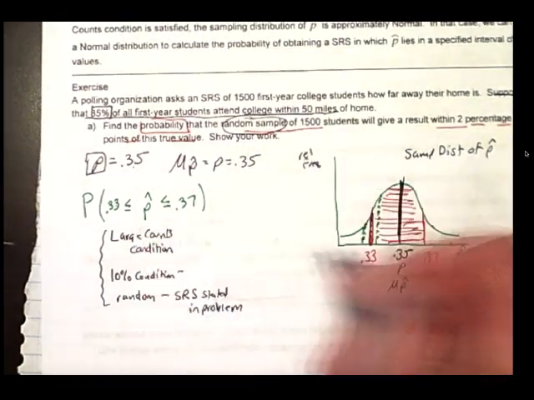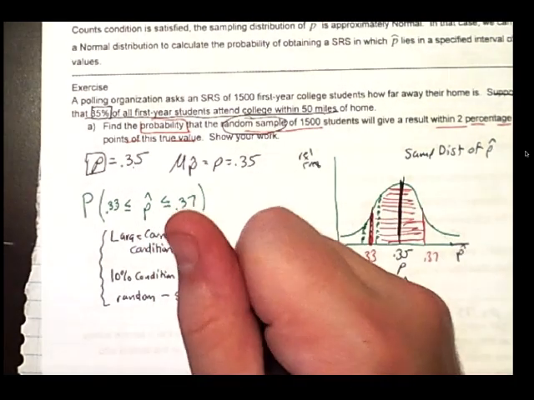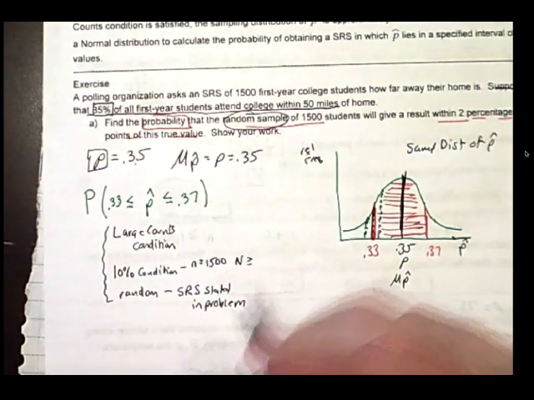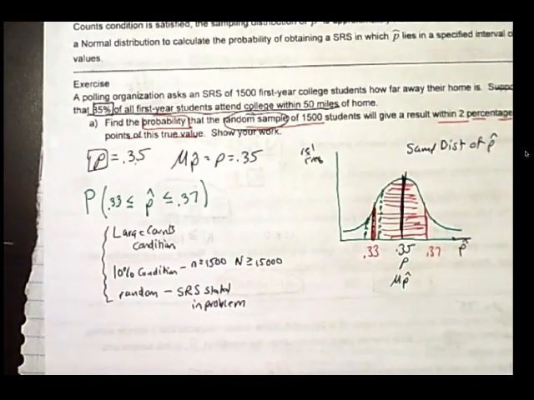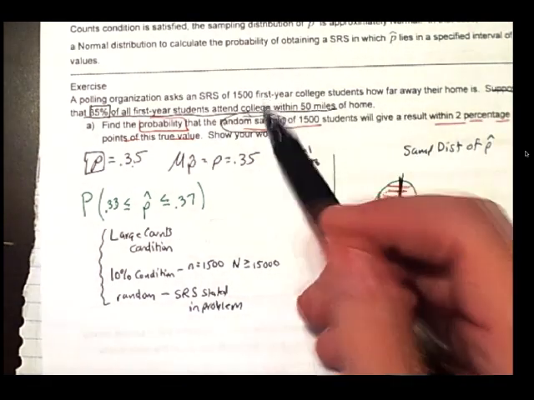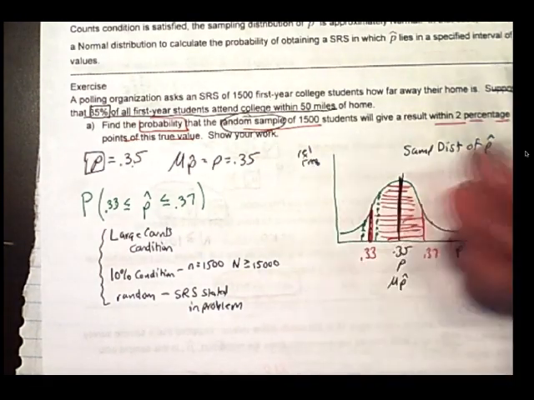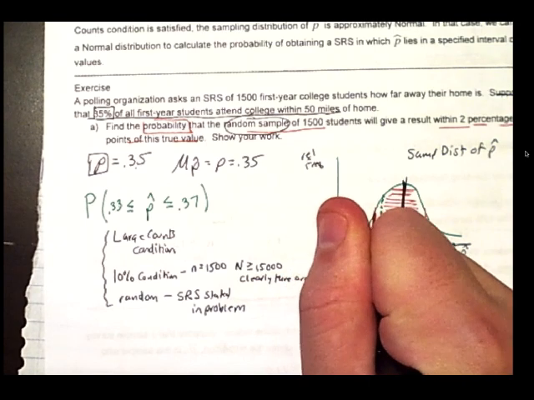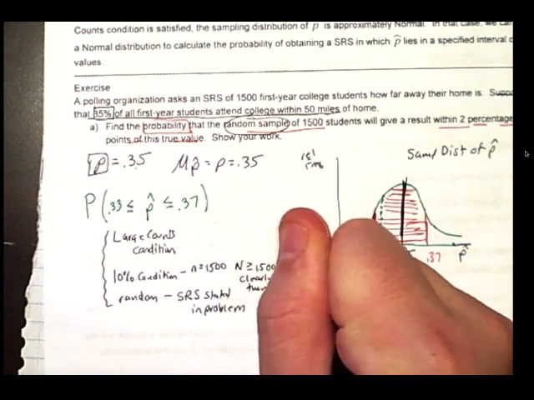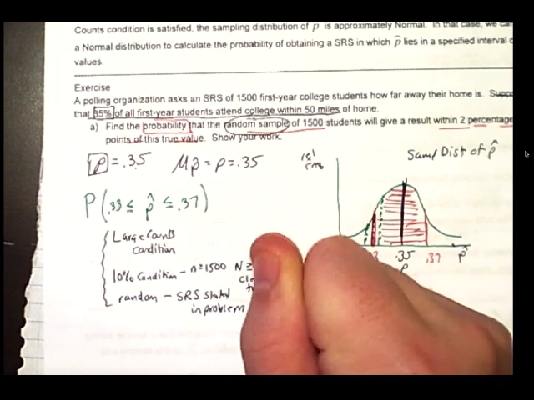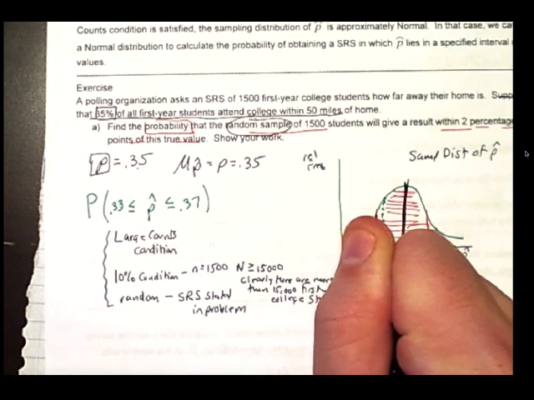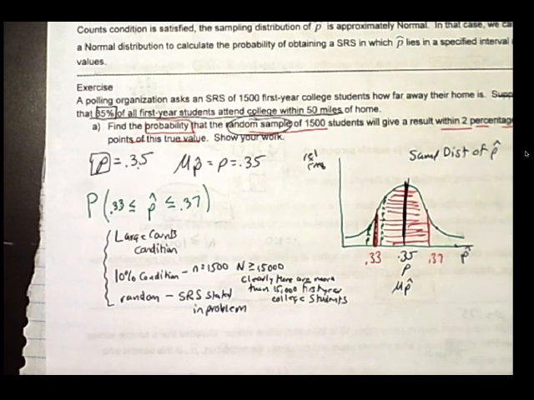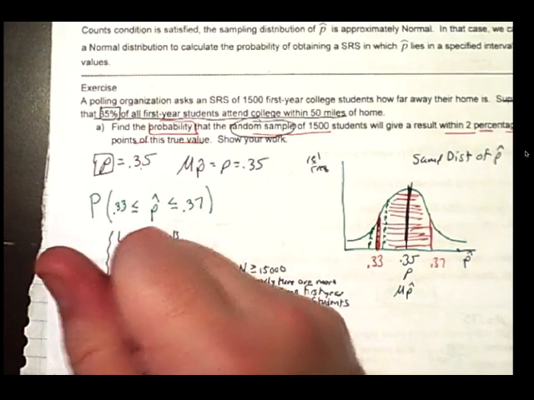The 10% condition, you have n equals 1,500 here, 1,500 students are in your sample. So what's 10 times that? It would be 15,000. Okay, so are there at least 15,000 first-year college students? Yes. Clearly there are more than 15,000 first-year college students. It didn't even talk about the US, it just talked about college students. So that condition checked out.